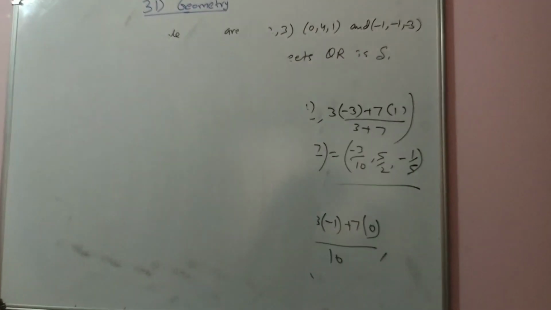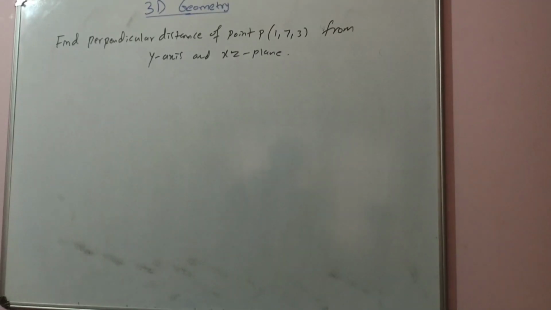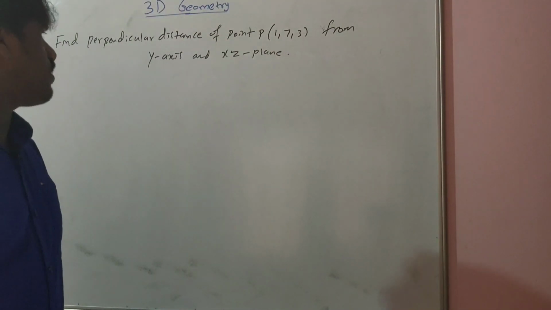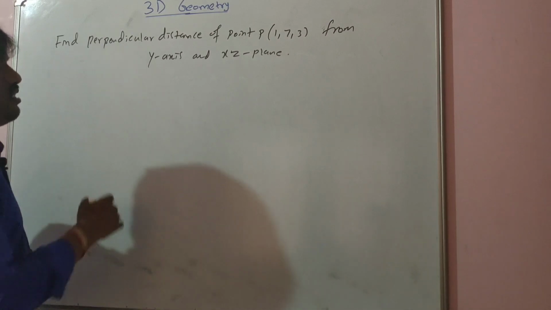Okay, next question. Let us see the next question here. Find the perpendicular distance of a point P (1, 7, 3) from the y-axis and the xz plane. So this is what he is asking.